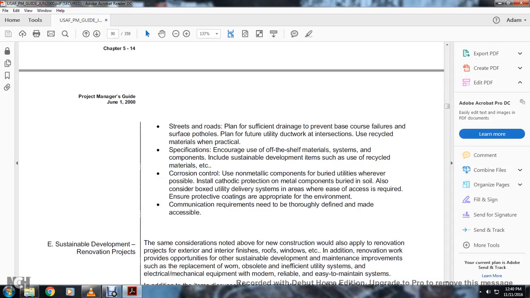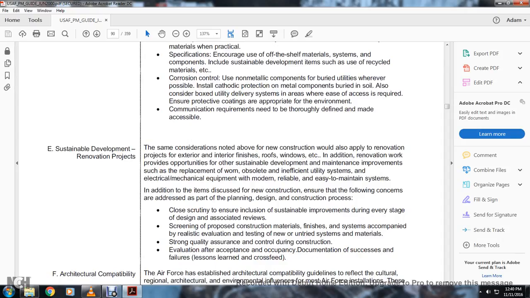Communication requirements need to be thoroughly defined and made accessible. Sustainability and development in renovation projects: the same considerations as for new construction also apply to renovation projects for the exterior and interior finishes, the roof, and the windows. In addition, renovation work provides the opportunity for sustainable development and maintenance improvements, such as replacing obsolete utility, electrical, mechanical, and equipment systems to maintain modern, reliable, and easy-to-maintain systems.